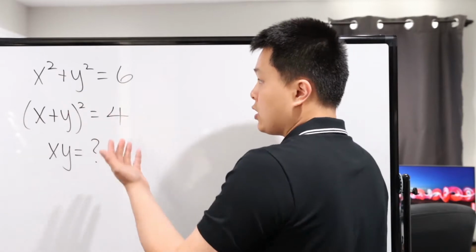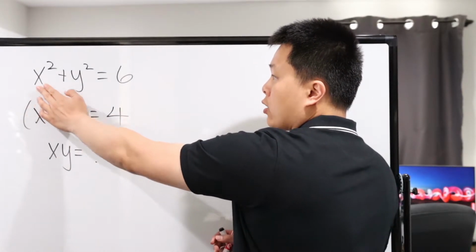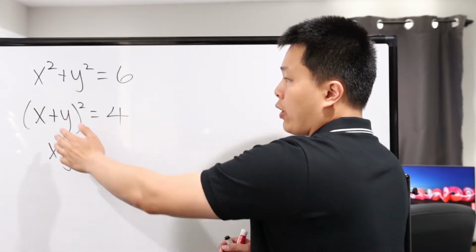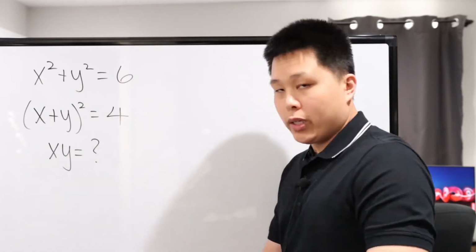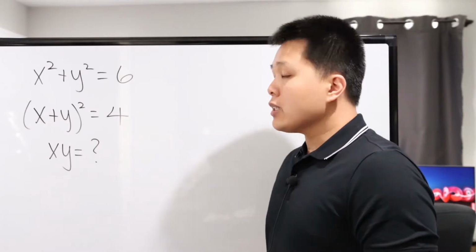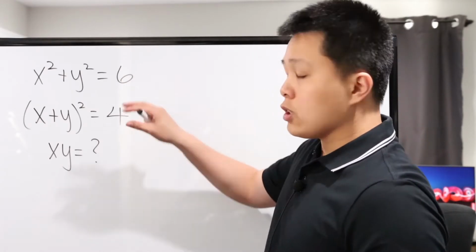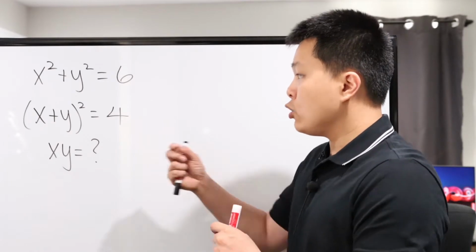Now, first and foremost, let's just see what they give us. We have x squared plus y squared equals 6. We have (x plus y) squared equals 4. And what we want to find out, what is x times y? Well, in this case, we're going to use these, but not really in the way that we're normally used to solving this.